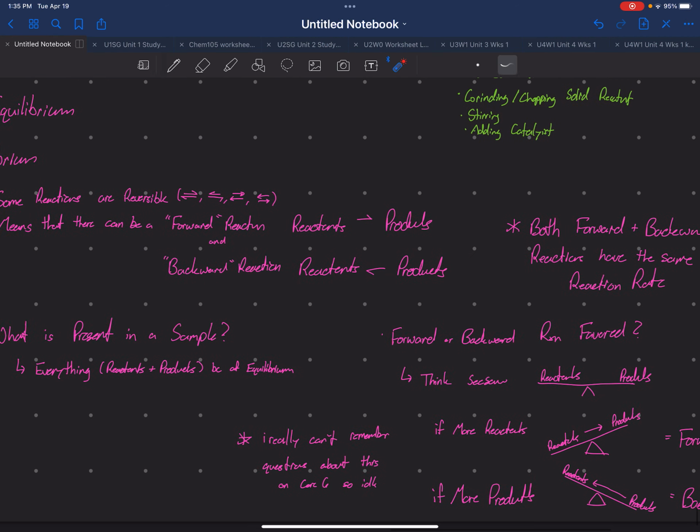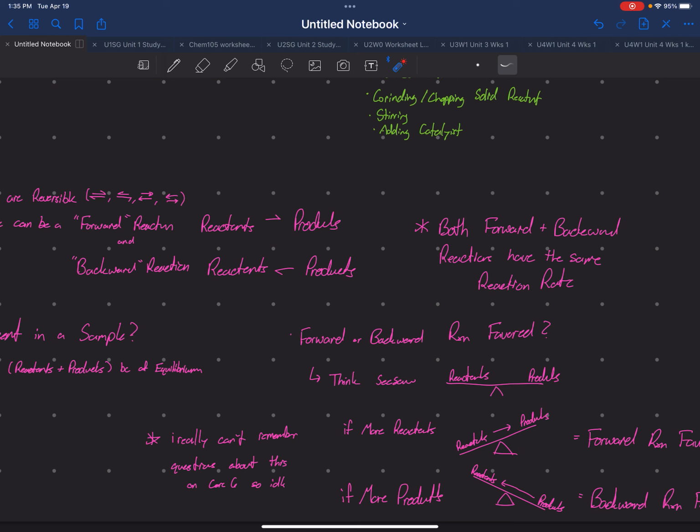And a key thing to know about this is that both the forward and backward reactions have the same reaction rate. I'm not sure how that will show up on the test, but yeah. So the reaction rate going this way is the same as the reaction rate going this way. Okay.